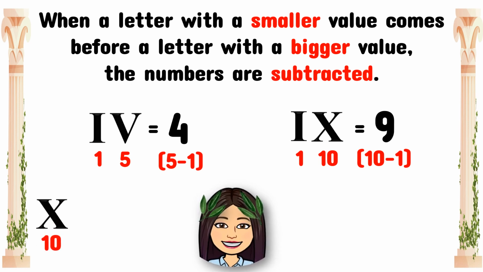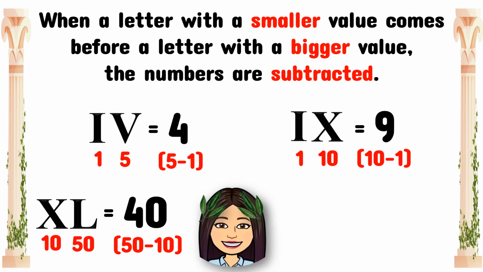Same with X, which is 10, and L, which is 50. So X is smaller than L. So we're going to subtract 50 and 10. So 50 minus 10 is 40. And the value of XL is 40.